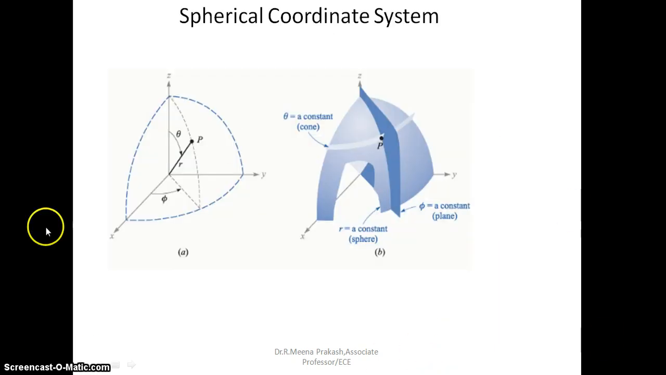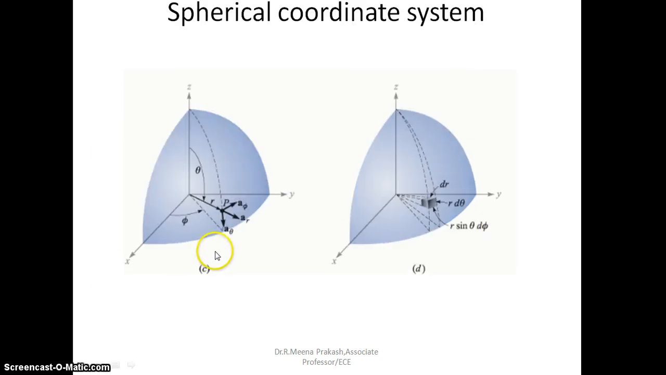Next we will go for spherical coordinate system. In the case of spherical coordinate system, a point is considered as intersection of three surfaces. Here the three surfaces are, one is a sphere with radius r, another one is a right circular cone which cuts the sphere with the angle theta equal to constant, and another one is a cutting plane with phi equal to constant. So this is the case of spherical coordinate system.